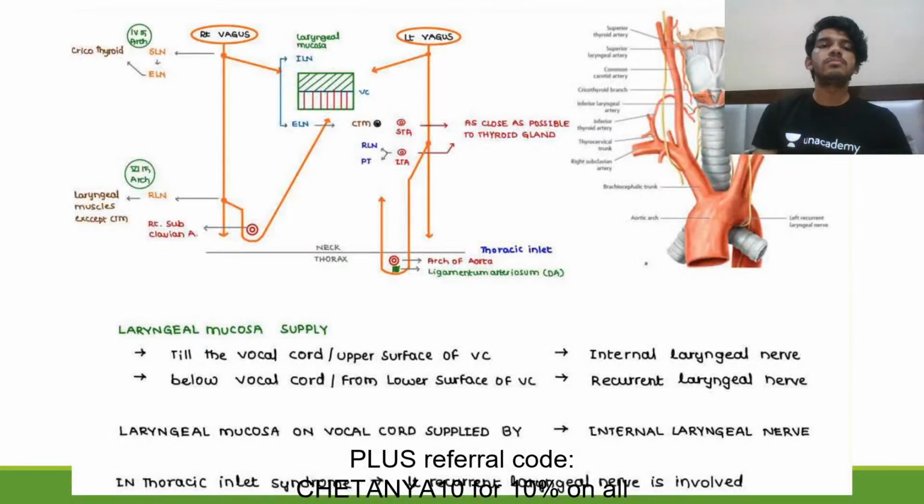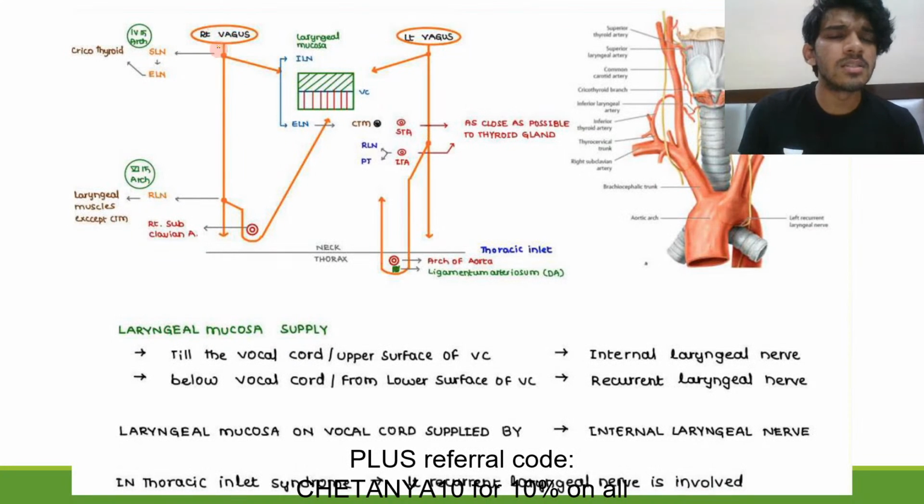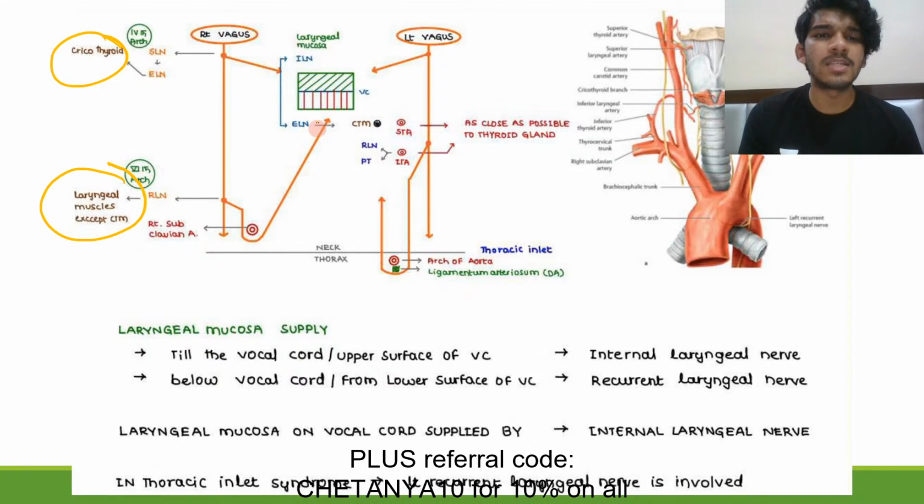So let's continue. As you can see here, this is the right vagus. It was moving downwards. It gave a superior laryngeal nerve which gave an external laryngeal nerve and supplied the cricothyroid. It gave a recurrent laryngeal nerve which supplies all the laryngeal muscles except the cricothyroid muscle. It coils around the right subclavian artery to give this recurrent laryngeal nerve. This is for the right side. On the left side, it coils around the ligamentum arteriosum across the arch of the aorta.